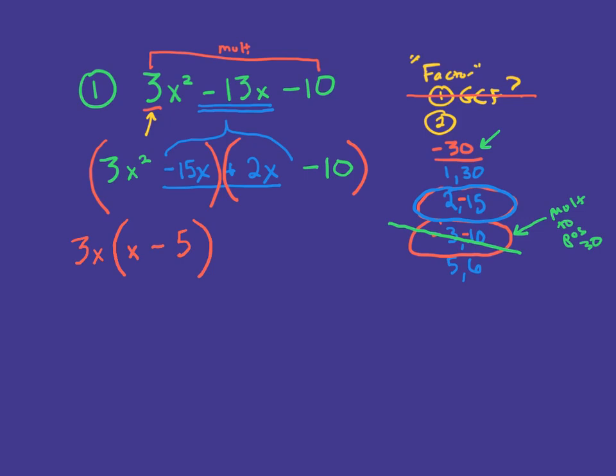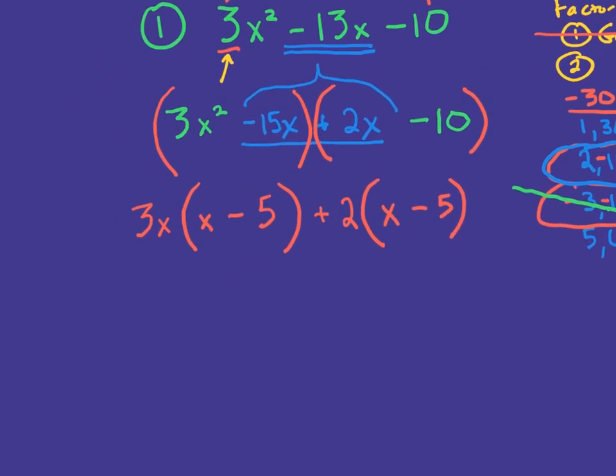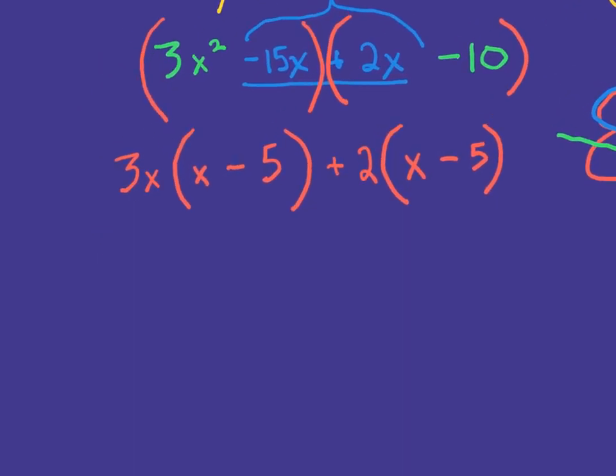Moving on to the next pair, 2x minus 10, you can take out a positive 2. When you take 2 out, you're left with x. When you take negative 10 divided by 2, you get negative 5. And then ideally, you'll have a factor in common, x minus 5, and another x minus 5 there. So we're going to take that out.